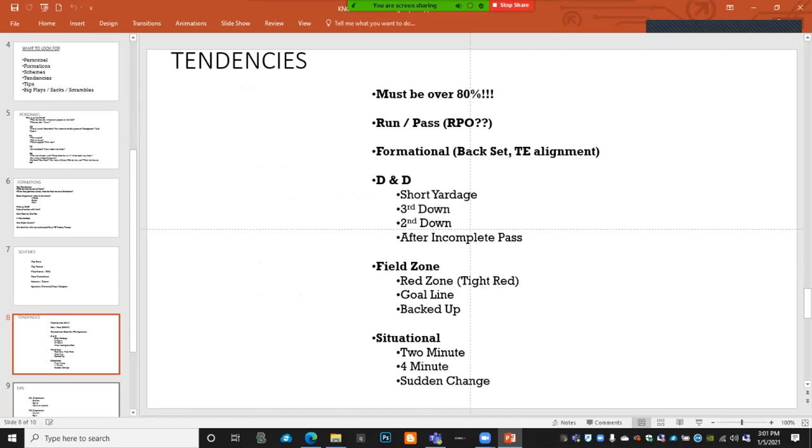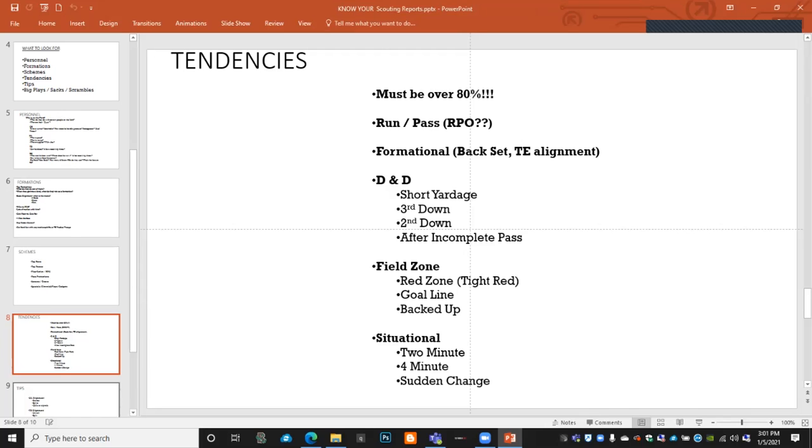Tendencies. Rule number one, they must be over 80% for me to count it as a tendency. Okay. Run pass, RPOs. Any tendency there? Is there any type of formational tendency with the back and the tight end? And then the obvious tendencies, the down and distance ones, short yardage, third down, second down, after an incomplete pass.